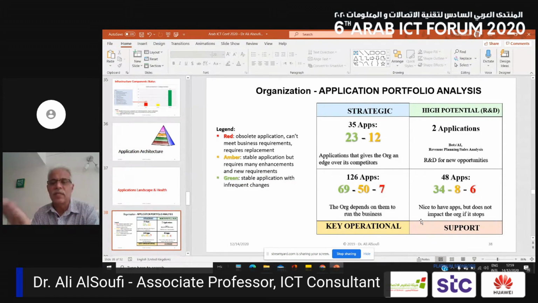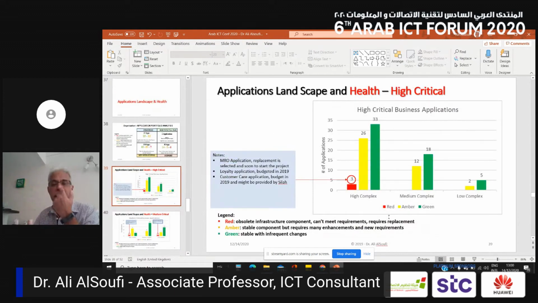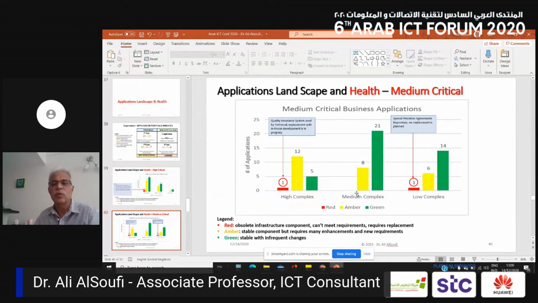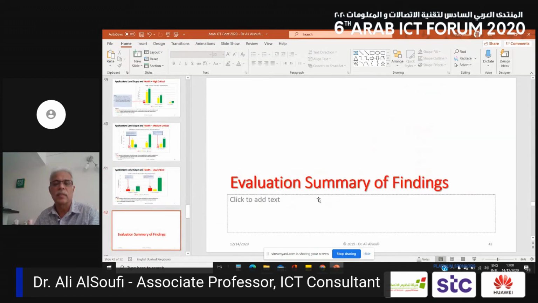The red color means some of them are very obsolete and need to be changed. The amber means okay, we can improve it, and the rest, green, are still well. And accordingly, you rank the application as a strategic application that needs more priority, or as a lower application. So, application health. I also looked at which ones to look into, medium critical and low critical.